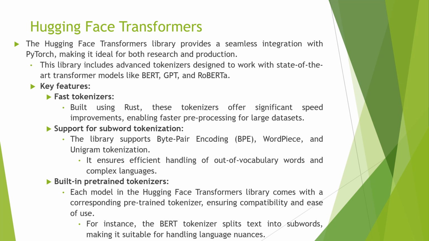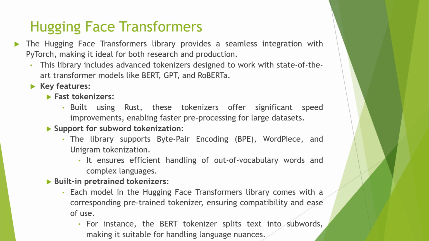And we have another library, Hugging Face Transformers. It provides seamless integration with PyTorch. It is a good choice for research and production related projects. We can use this library for generating tokens to work with advanced models like BERT, generative AI models, RoBERTa, and other models. So there are three key features. It supports fast tokenizers. It has a feature for pre-trained tokenizers.